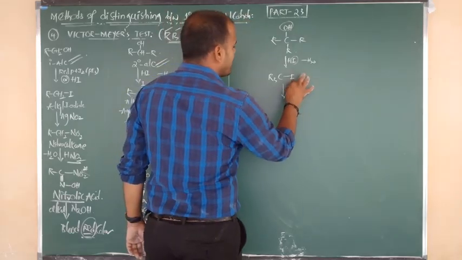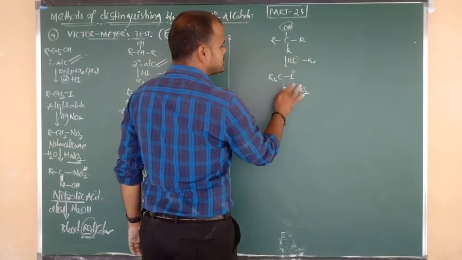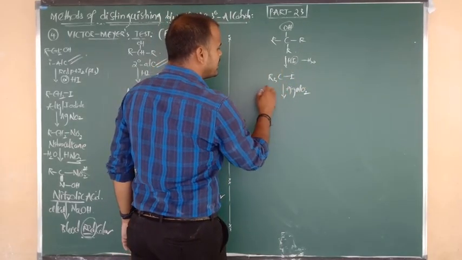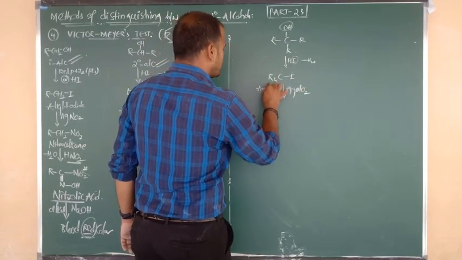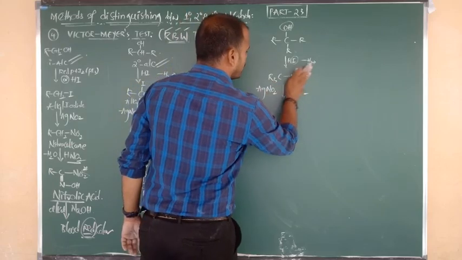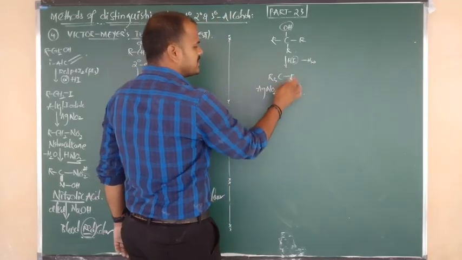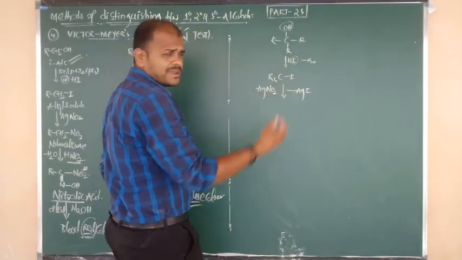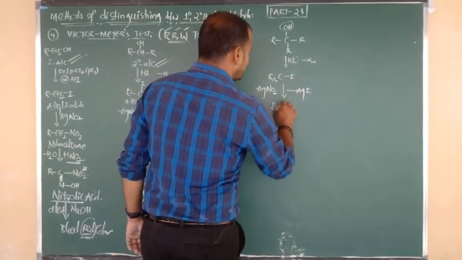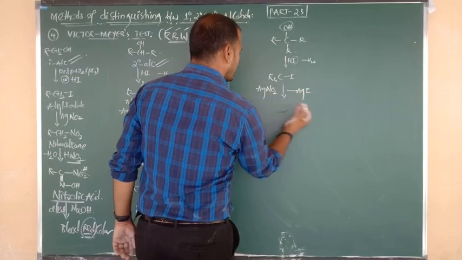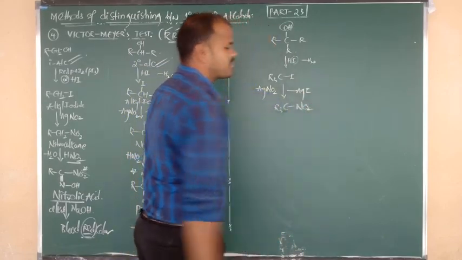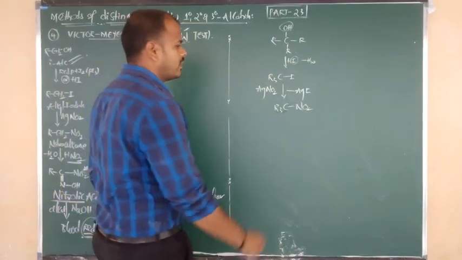AgNO2. Ag combines with I minus and goes to be removed in the form of AgI. So upon reaction with AgNO2, Ag combines with I minus and goes to be removed in the form of AgI, I minus replaced by NO2. So we can say R3CNO2. So the product is nothing but nitroalkane.